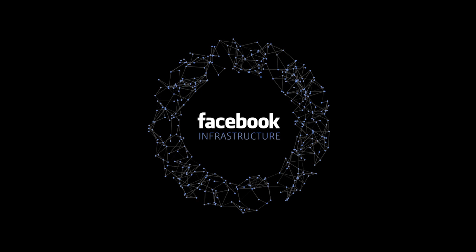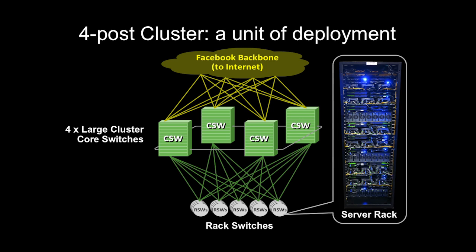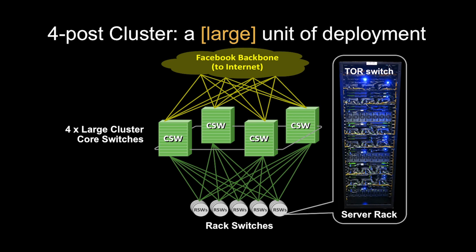I'm a network engineer at Facebook, and I'm going to talk about our next generation data center network, the data center fabric. Historically, we've been building our networks in clusters. A cluster has 4 large cluster switches, a couple of hundred racks. It's a layer 3 network. Each dot on this diagram shows a server rack with a top of rack switch. It is a pretty large unit of deployment.